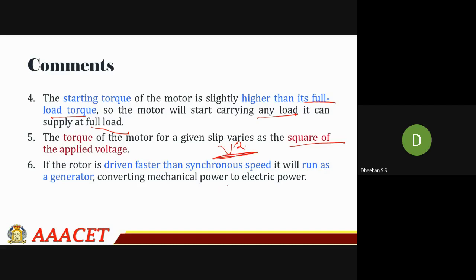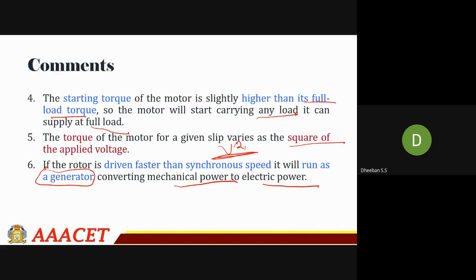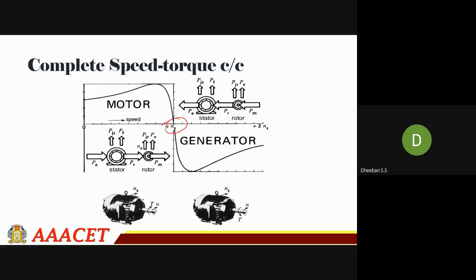If the rotor is driven faster than the synchronous speed, it will run as a generator, converting mechanical power into electric power. For that there is a graph. Here you can see this is your slip value. If the rotor is driven faster than synchronous speed, your slip value moves to a negative value. If it moves to a negative value, the machine will start to act as a generator. Here you can see the torque speed characteristics. This is your torque with respect to your motor, and this is your torque with respect to your generator. This is the difference.